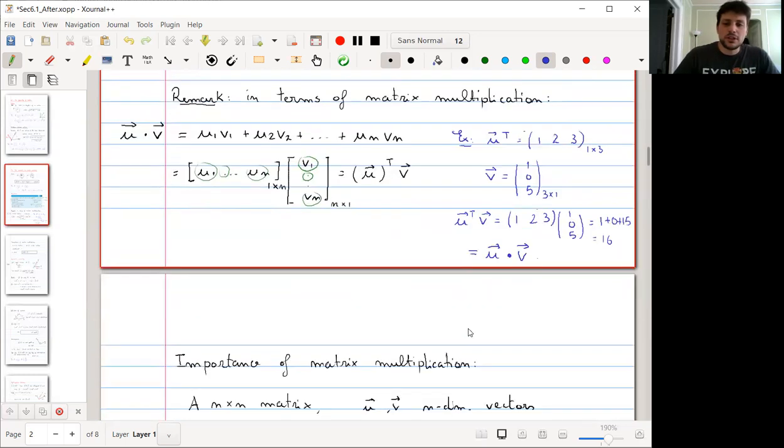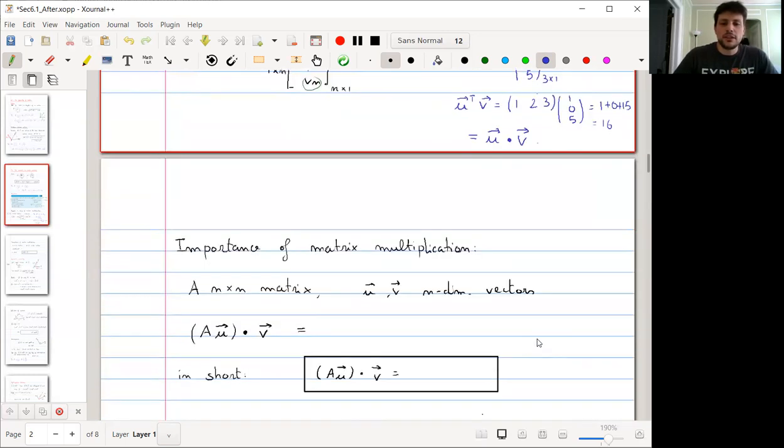The reason why it's important to think about the dot product like this is the following. Suppose that you have a matrix A now that enters the picture, and you have your two vectors u and v. Now, what happens to the dot product of AU dotted with v? This is not one of the ones that showed up in the properties, but this is another crucial property that we need to keep in mind.